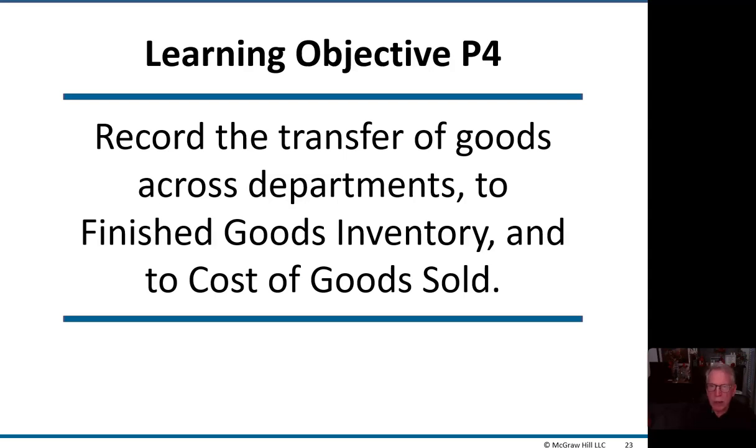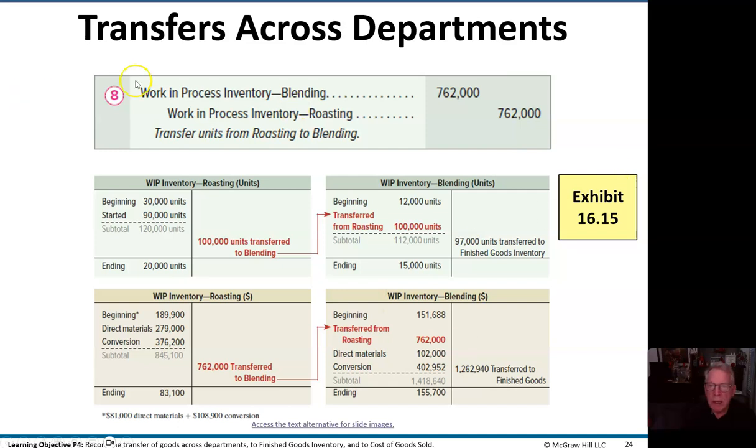We're going to look at recording the transfer of goods across departments to finished goods inventory, and finally then to cost of goods that we might sell. So here, finally, we debit work in process inventory for the blending department and move that out of the roasting department and into the blending department. And that's how we transfer that work in process inventory from roasting to blending here and here.